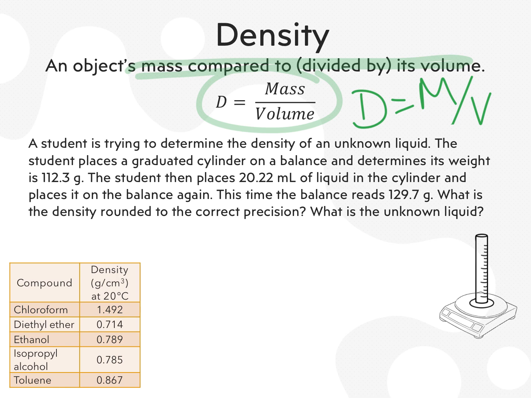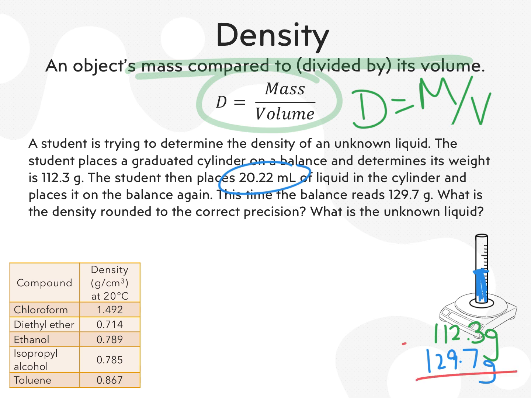The student places a graduated cylinder on a balance and determines its weight is, and I'm going to put a weight in here, 0.2, nope, that is wrong. Let me reread that. That is 112.3 grams. And then they place liquid in the cylinder. Okay, so now there's some liquid in the cylinder. And now it weighs 129.7 grams. And my volume is 20.22 milliliters based on the precision of my instrument.